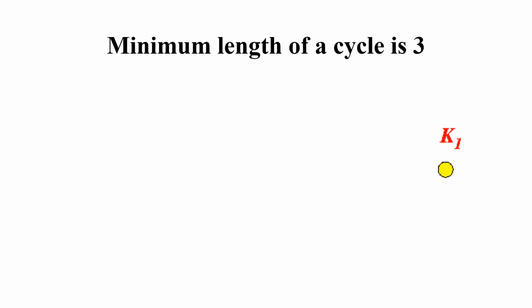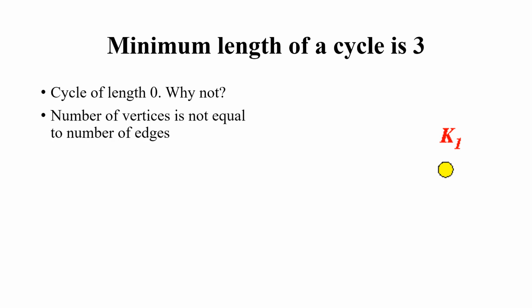Now the minimum length of a cycle has to be 3. Let's say we have a graph with one vertex. Can we form a cycle of length 0? Now to form a cycle we'll have to have an edge, but this is not possible. We cannot have a self loop. Okay, so the number of vertices is not equal to the number of edges.